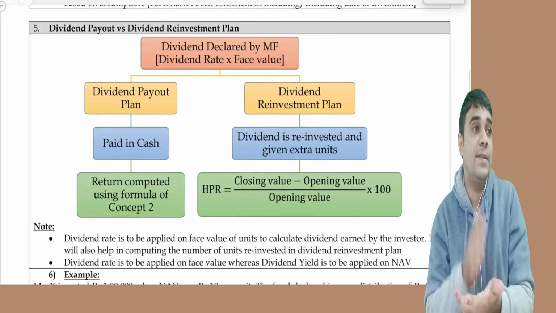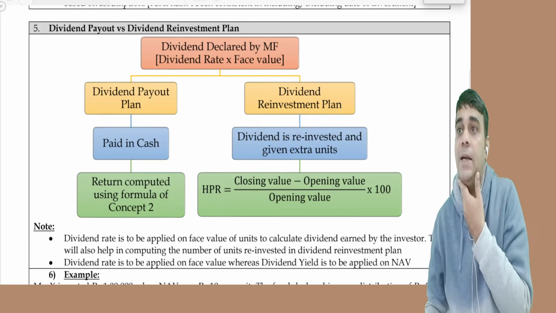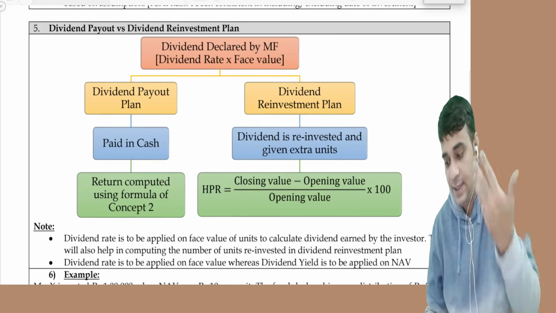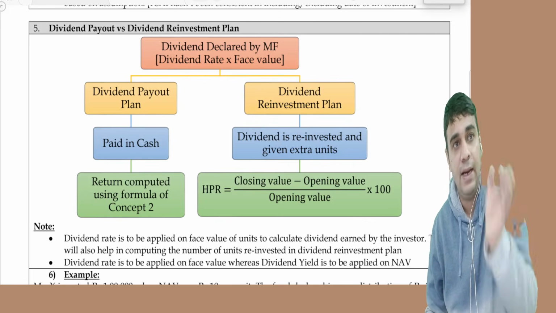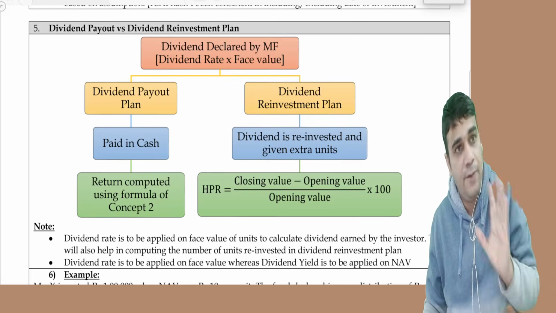In one exam, ICAI gave dividend yield, where you have to multiply with the NAV. I have been teaching this from the beginning, but suddenly in one exam they used the term dividend yield. I'll show you that question later. Dividend rate into face value.